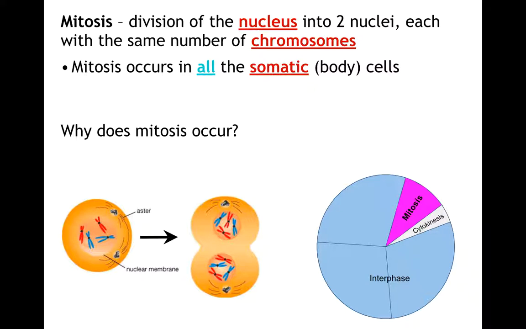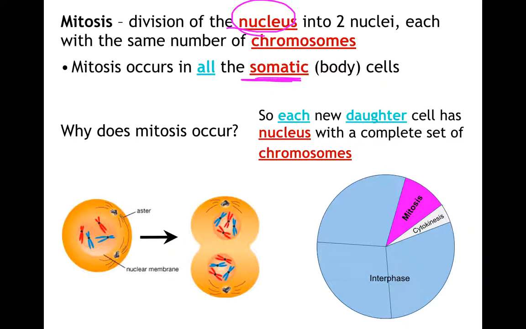Mitosis, this is the division of the nucleus into 2 nuclei, each with the same number of chromosomes. So it's really important to note that it is the division of the nucleus. Mitosis occurs in all somatic cells. So those are your skin cells, your brain cells, your muscle cells. So why does mitosis occur?